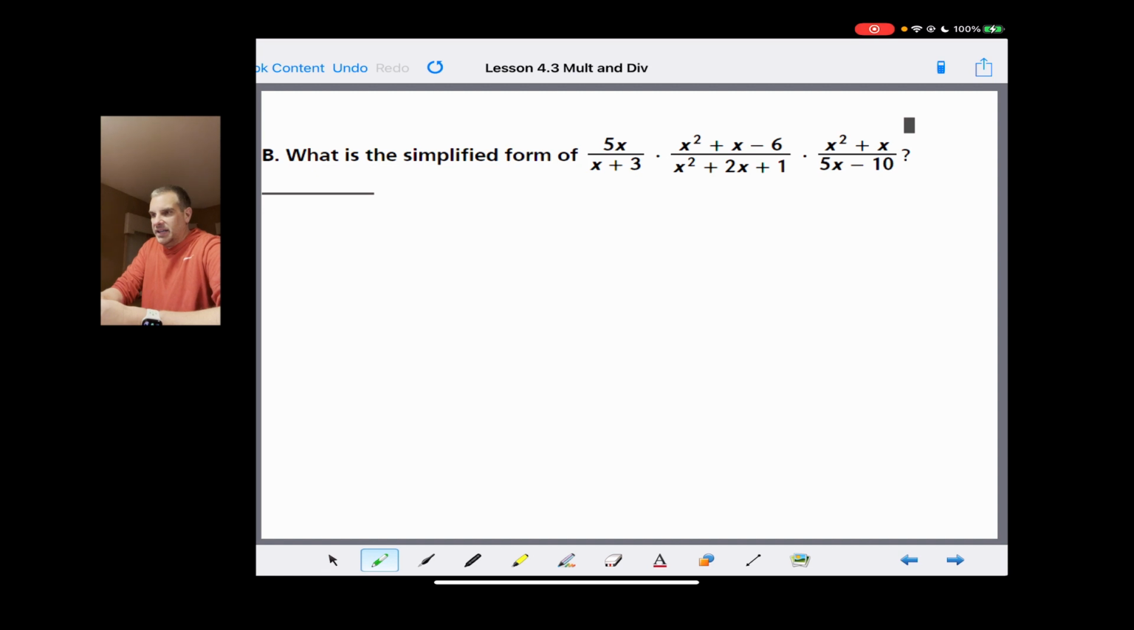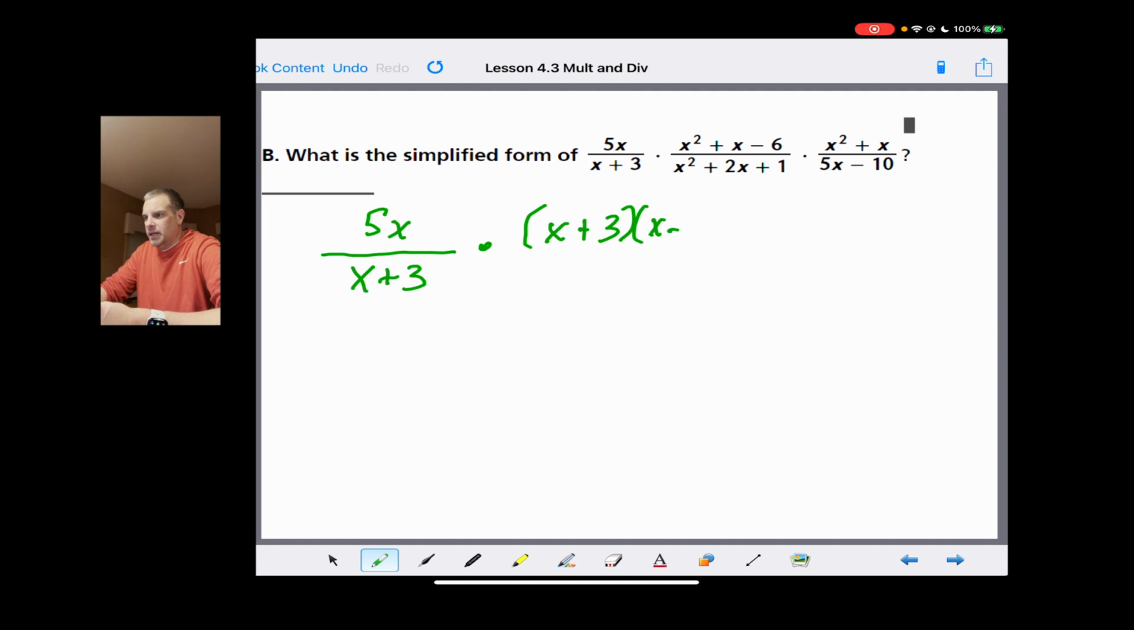So I look at the 5x, and nothing can be factored out of that, so that's just going to be 5x. X plus 3, nothing can really be factored there, so I'm just going to put the x plus 3 times. Now I'm guessing that x squared plus x minus 6 can be factored using the x method. I'm just going to guess and check it. So x plus 3, x minus 2. That looks like that's right. That gives me negative 6. That works. Same thing with the bottom. I'm going to factor it. It's x plus 1 and x plus 1.